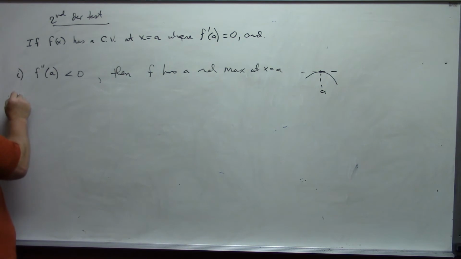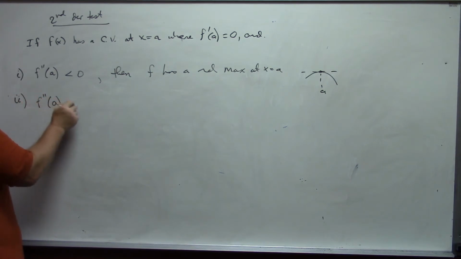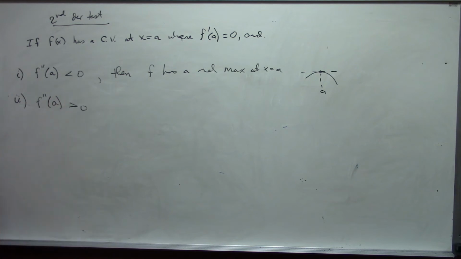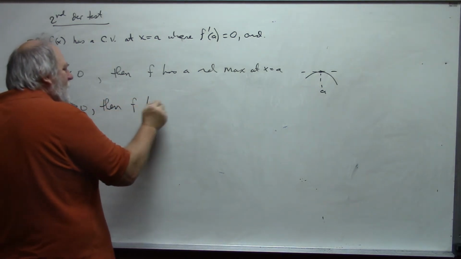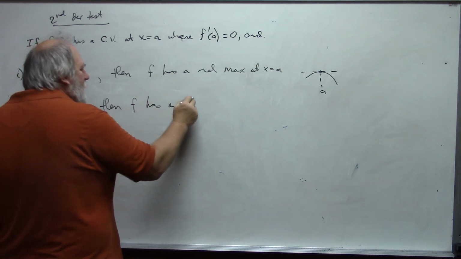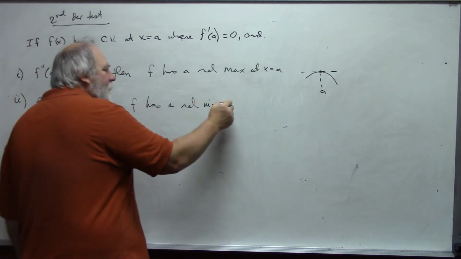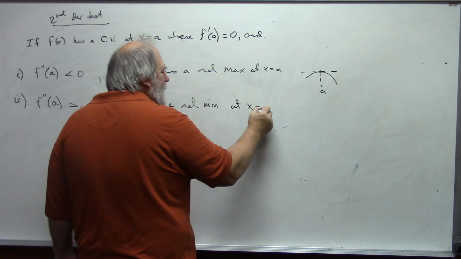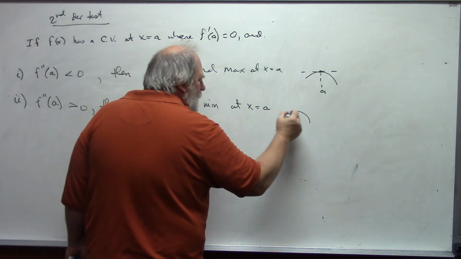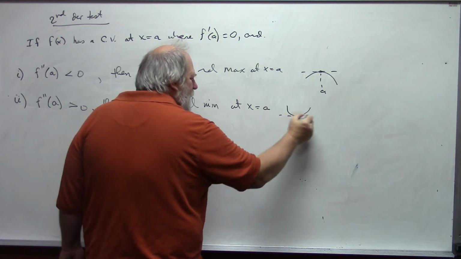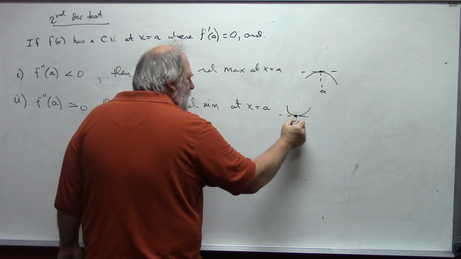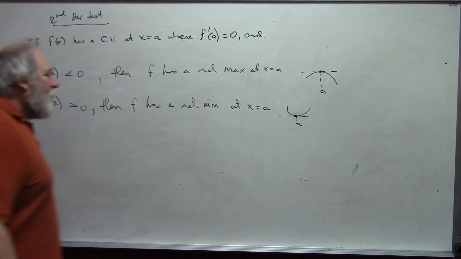Second part, and f double prime at a is greater than 0. Then f has a relative min at x equals a. Again, the picture looks something like this. This is my value a.